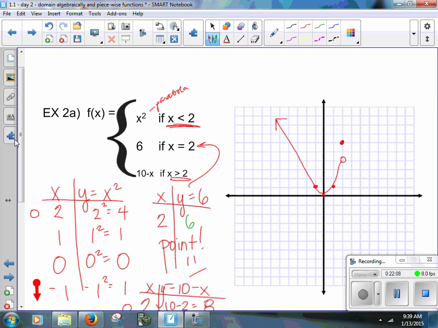(2, 8), let's plot these points. (2, 8) is an open or a closed circle? Open. So right 2, up 1, 2, 3, 4, 5, 6, 7, 8, and you said it was an open circle. And then where did it go? (3, 7), thank you. And then (4, 6), and then what? Draw the line. And it goes something like that.